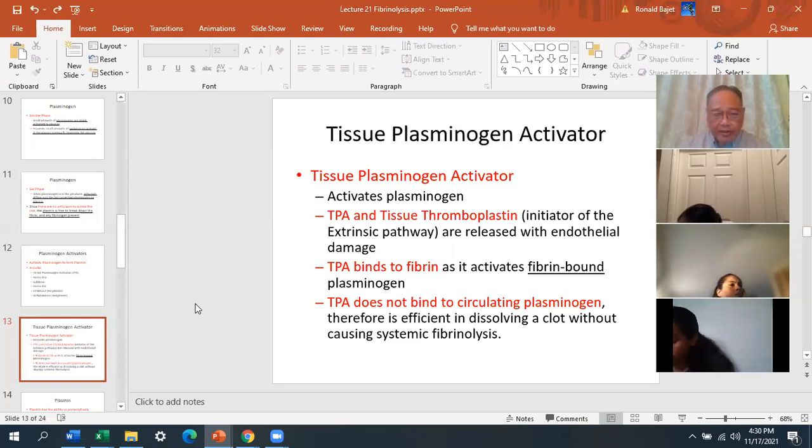TPA binds to fibrin. I mentioned that earlier. Plasmin will bind to fibrin. So TPA will bind to fibrin as it activates fibrin-bound plasminogen. TPA will not bind to circulating plasminogen. It's similar to what I mentioned earlier with plasmin binding to fibrin. Therefore, there is efficient dissolving of the clot without causing systemic fibrinolysis. So TPA will not bind to circulating plasminogen, and therefore is efficient in dissolving a clot without causing systemic fibrinolysis. You don't want systemic fibrinolysis, okay? Otherwise, you'll bleed to death.